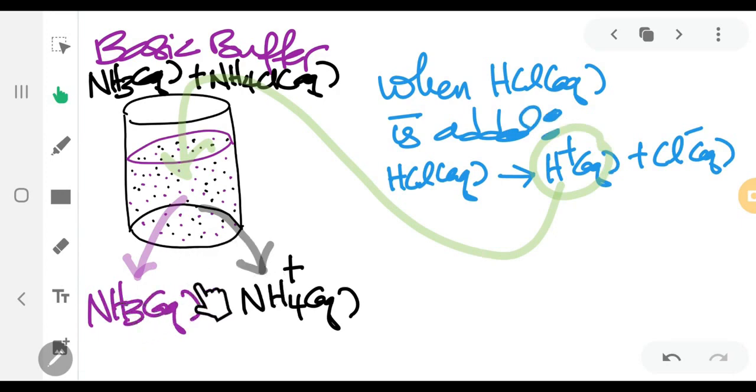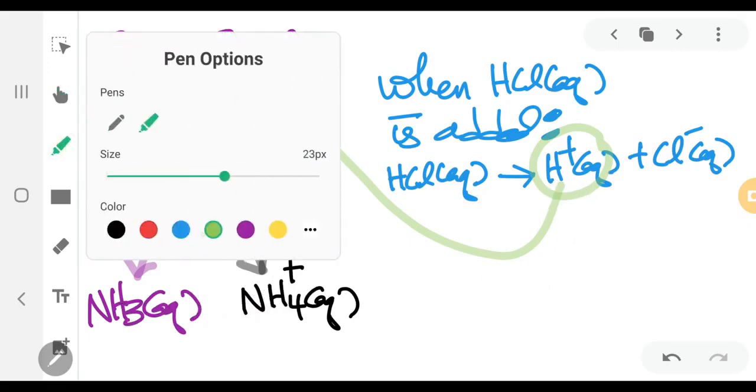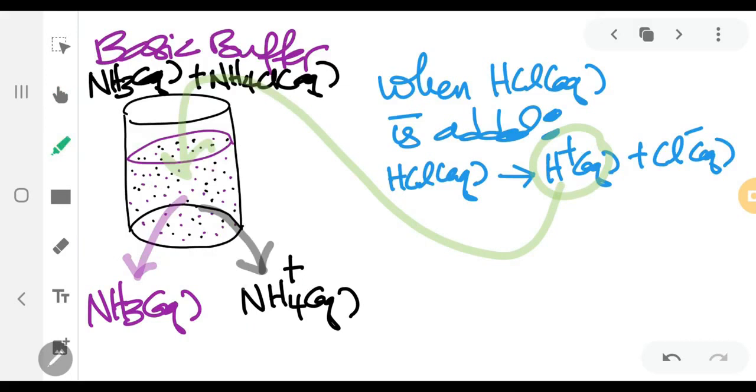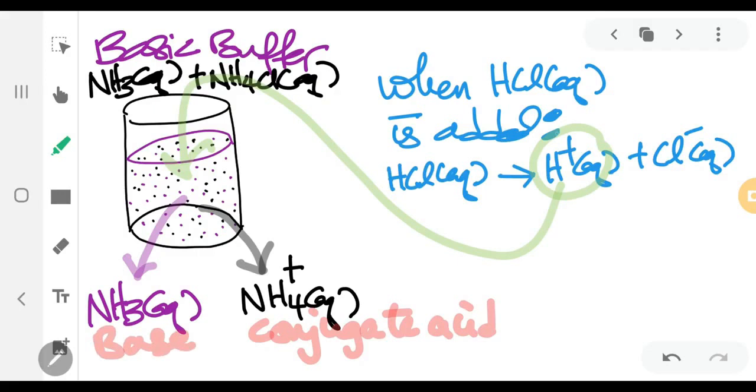This is the base. This is the conjugate acid. This is the acid. Remember, that is your conjugate acid, and this is the base. This is from the acid. So acid and acid, do you think they will be reacting together? No. For that reason, NH3 aqueous will be the one reacting with your H+.